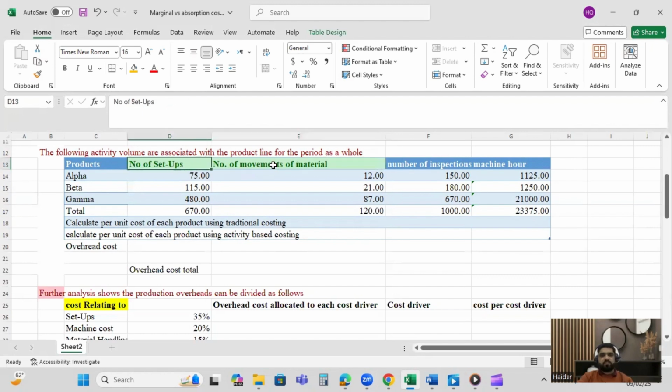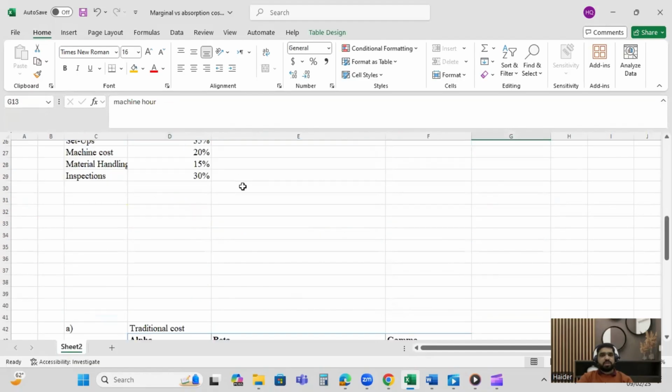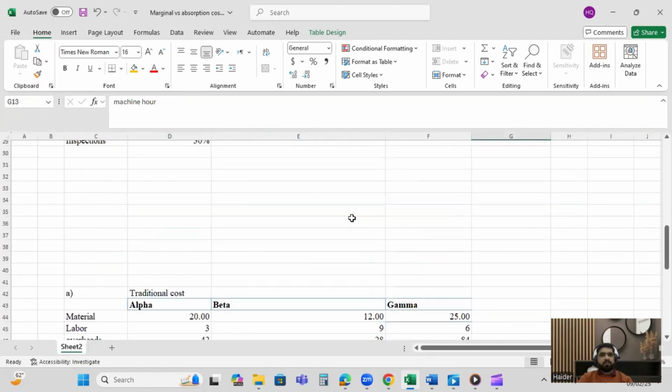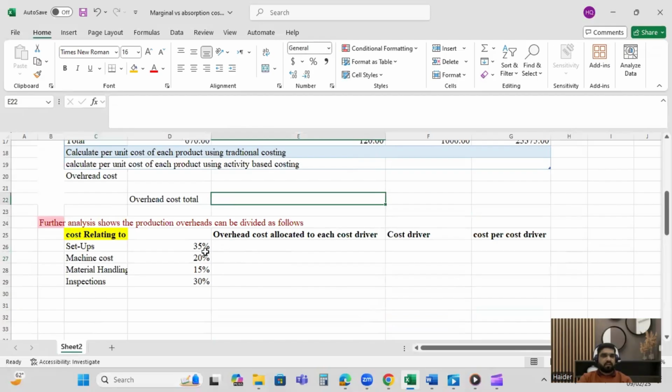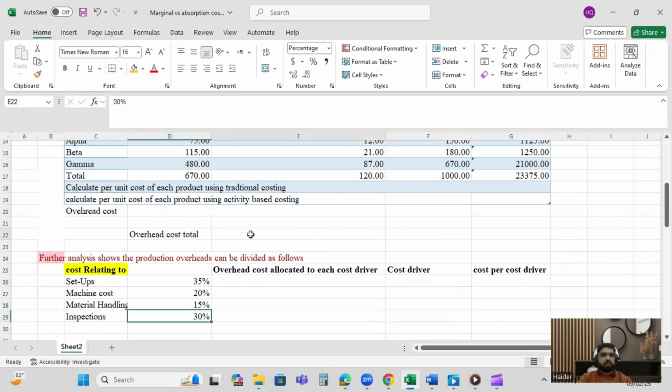So these are the cost drivers you can see: the number of setups, the number of movements of material handling, the number of inspections and machine hours. So these are the activities. What we need to do is calculate the cost of each cost driver, the separate cost, for which the examiner has given us the separate percentage: out of total overhead cost, 35% belongs to setups, 20% belongs to machine, 15% belongs to material handling, and 30% belongs to inspection. So for that reason, we need to calculate the total overhead cost.